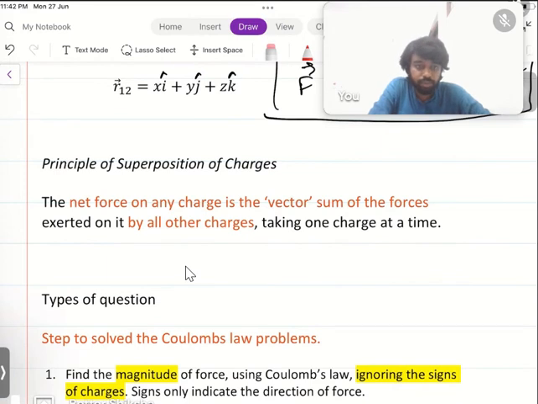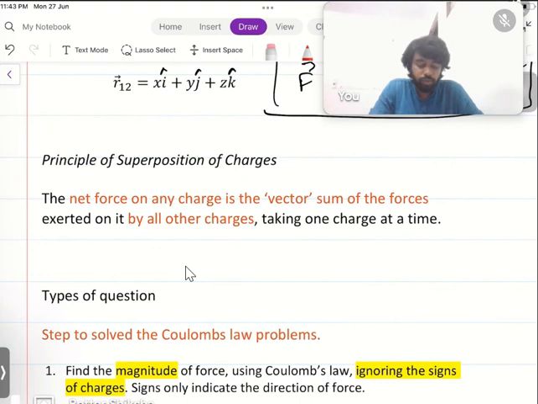So this principle of superposition of charges says that the net force on any charge is simply the vector sum of forces exerted on it by all the other charges, taking one charge at a time. The simple meaning is, let's say you have three charges and you want to calculate the force on charge 1. You can calculate the force on charge 1 by charge 2 at one time. The second time, you calculate the force on charge 1 by charge 3. Then the total force on that particular selected charge is nothing but the vector sum of the force due to charge 2 plus the force due to charge 3, and so on, right?